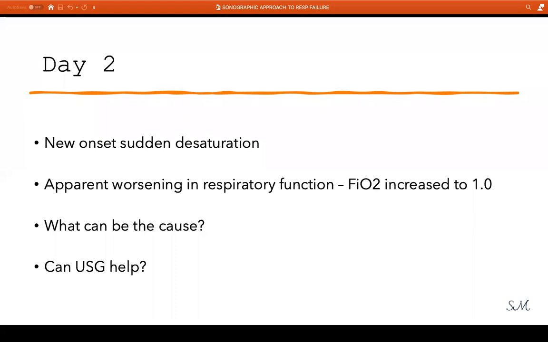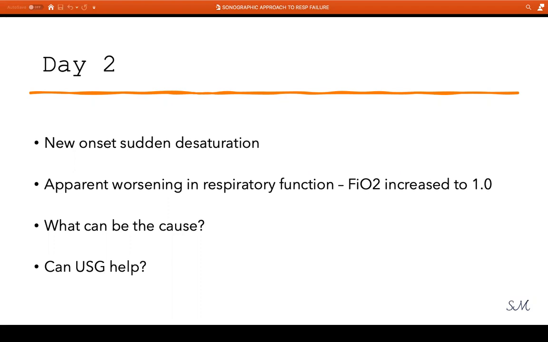Now in day 2, there is a new onset sudden desaturation to our patient. There is an apparent worsening of the respiratory function with increase in FiO2 to 100. Now what can be the cause and how can ultrasound help to evaluate the underlying pathophysiology?